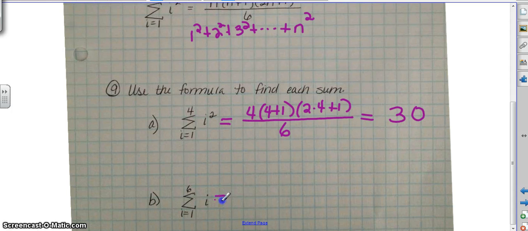If I'm trying to simplify the sum from the first to the sixth term of i, that means I'm going to use n, which is 6, times n plus 1, which is 7, all over 2, which gives me 42.